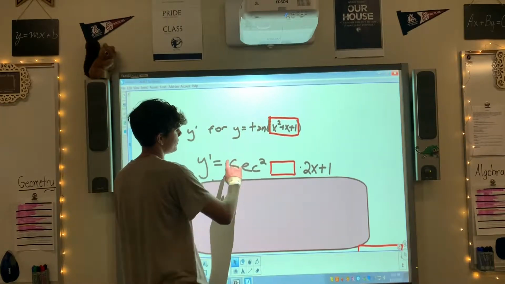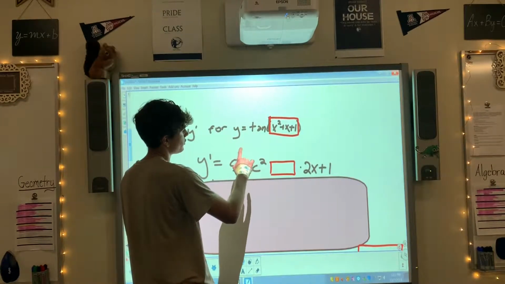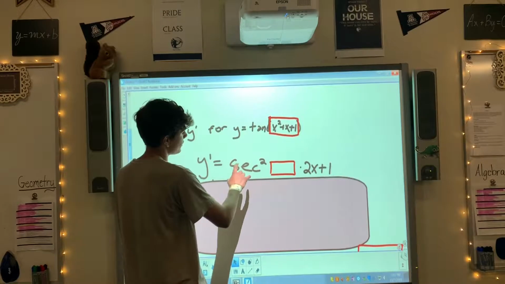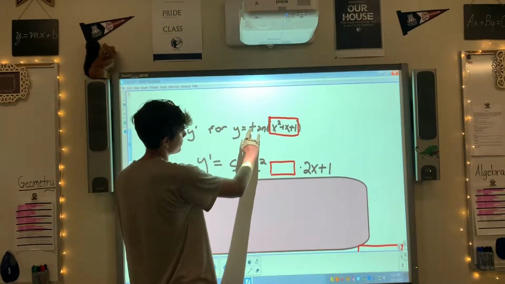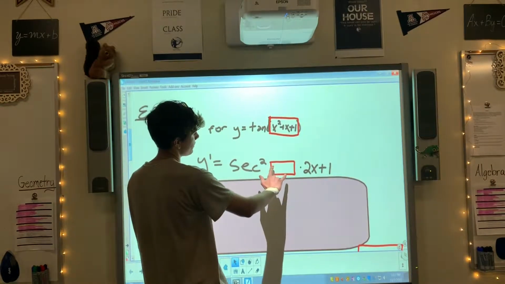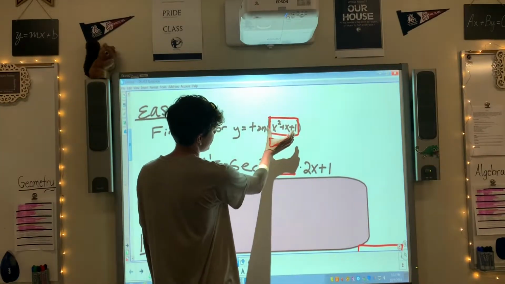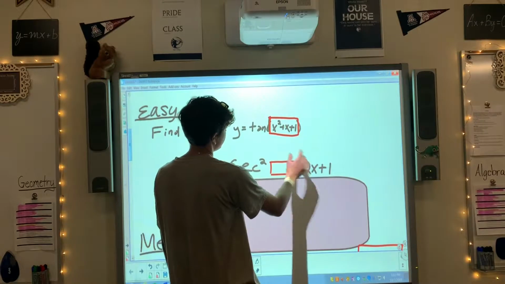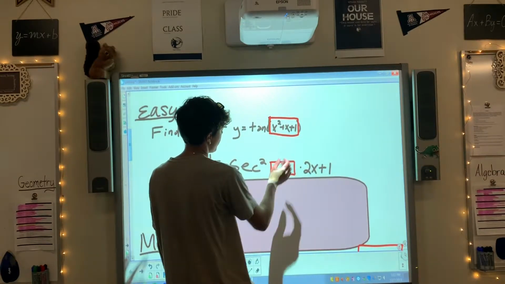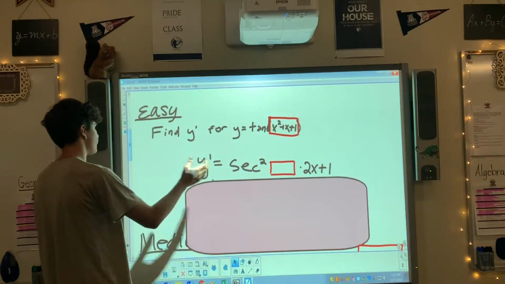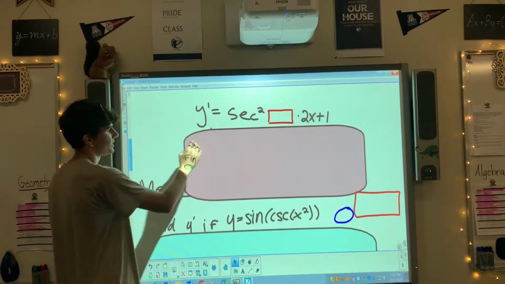So we want to do f prime of g of x times g prime of x. This is our f prime, the derivative of tangent, times g of x, which is just left alone, times our g prime of x, which is the derivative of the box. So we have that.